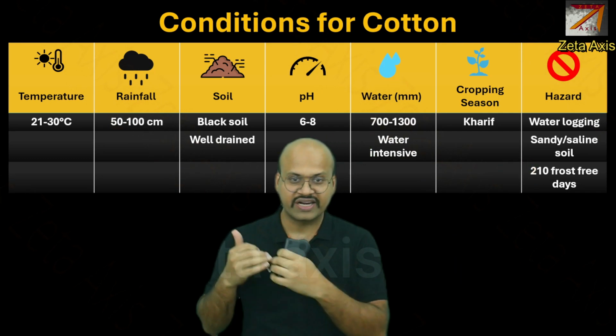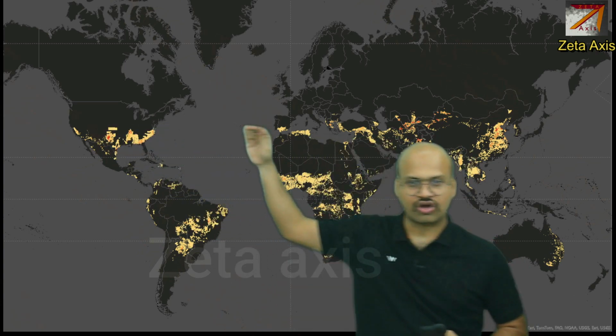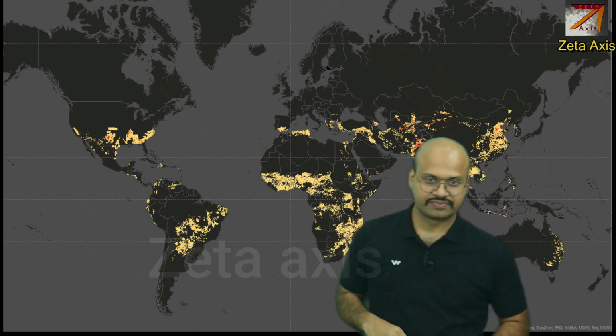So there should be a continuous 210 days for which there should be no frost in the region. And therefore, when we see the global map of cotton production regions, we can see that there is a cutoff. No region of this produces cotton. The main reason is that there is frost in these regions, and therefore the production of cotton is confined to the tropical and subtropical region.